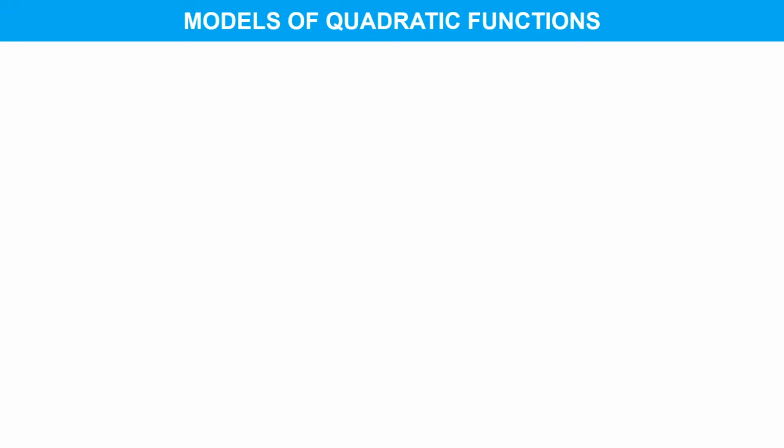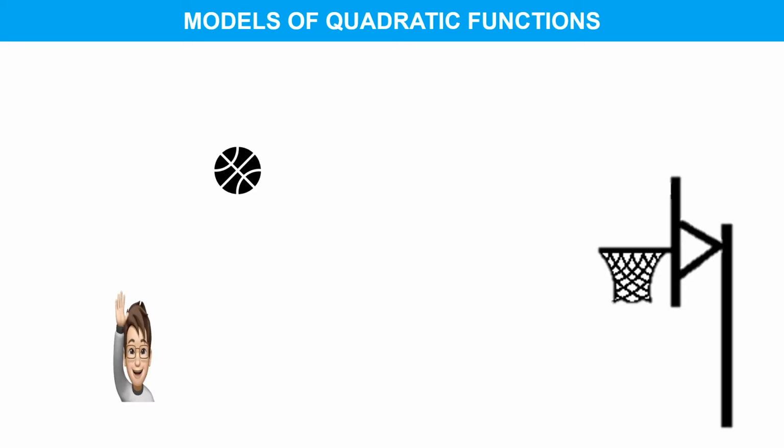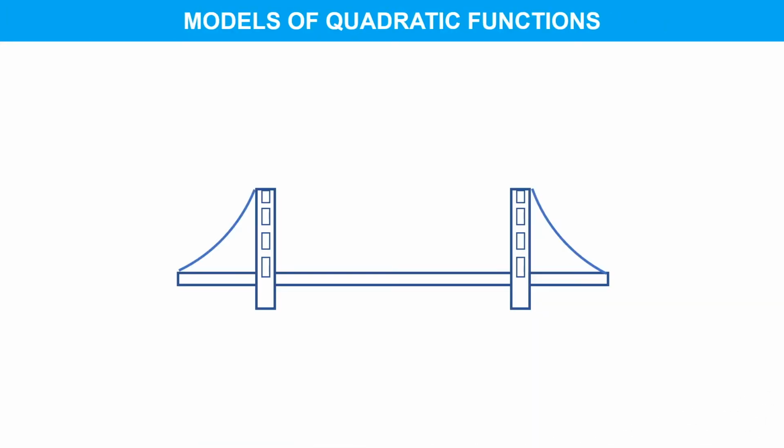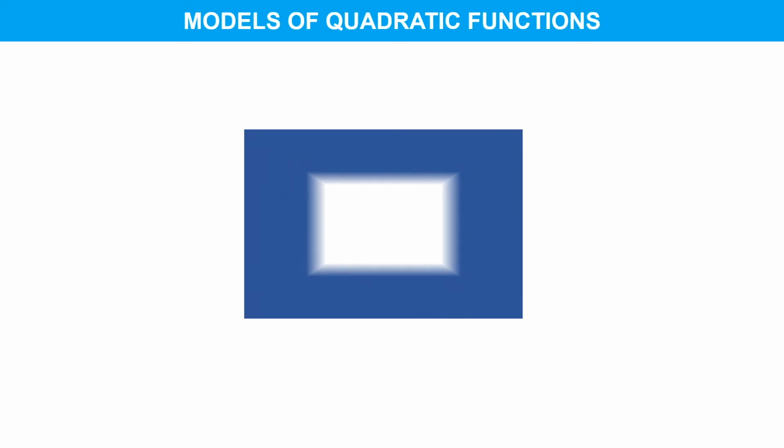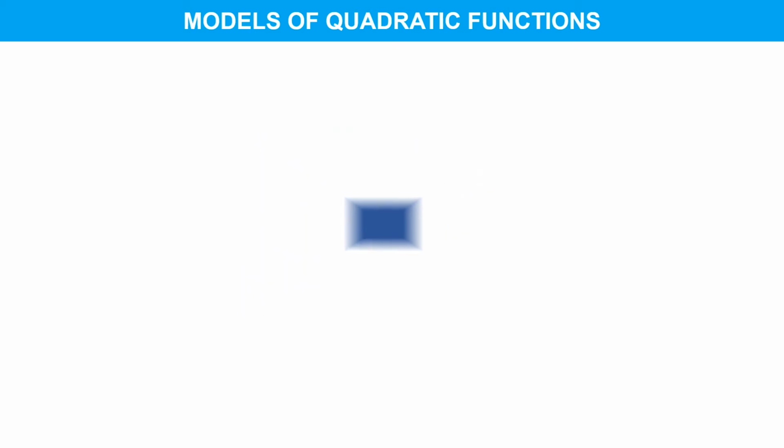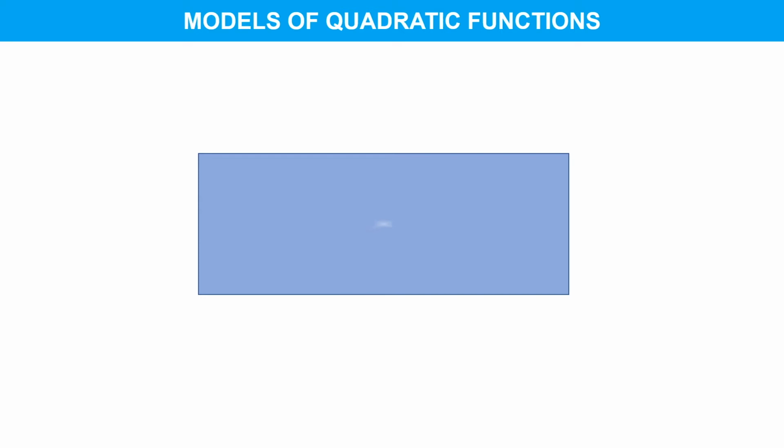Not all relations can be represented using linear models. Some can be modeled using curved graphs. Here are some examples. The flight path or trajectory of a ball shot from a distance to a goal follows a function of time. The cable support of suspension bridges have traces of quadratic models. The area of a rectangle can be expressed as a quadratic function of one of its sides.